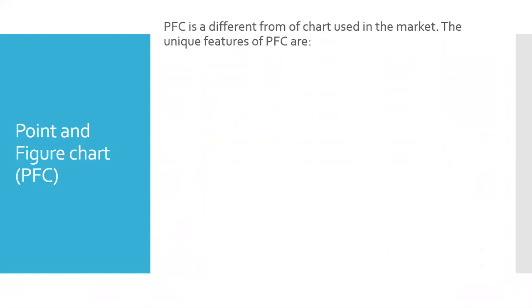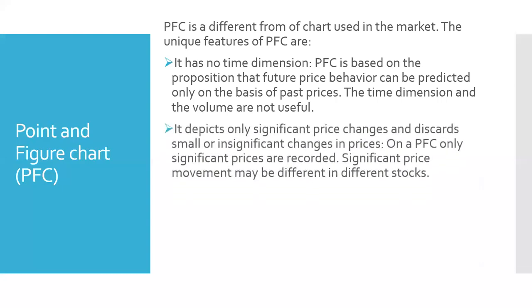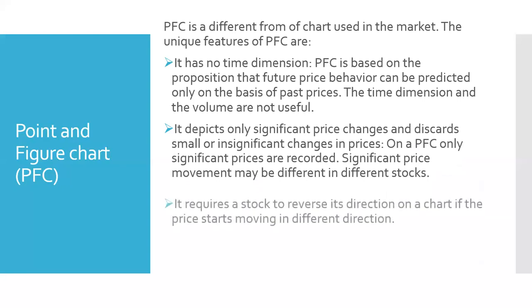See the unique features of PFC: it has no time dimension. We assume in PFC that future prices can be predicted only on the basis of past prices. Time dimension and volume, these two are not useful. The chart depicts only significant price changes, that means small or insignificant changes in prices are not depicted on the point and figure chart, PFC. Only significant price movements are plotted and depicted on this particular chart, right?